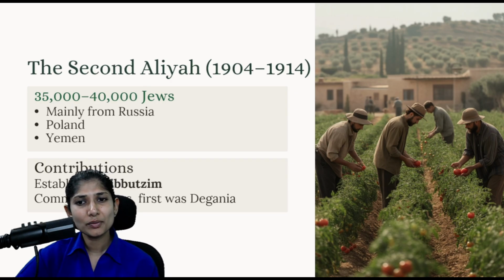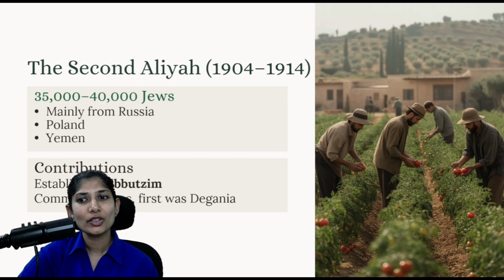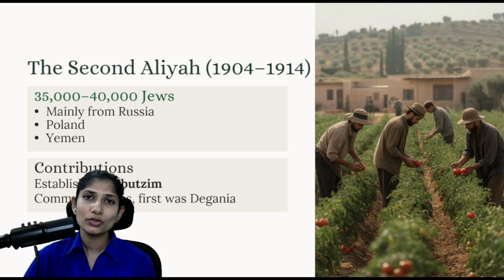Understanding? Then comes the second phase, something that leads up to the First World War. Not yet the First World War, but leading to it, the period from 1904 to 1914. This is where the second aliyah happens. Again here, around 35,000 to 40,000 Jews immigrate to Palestine. Where are they coming from? Again the same Eastern Europe regions, and also Poland and Yemen. At this point of time, they started creating something like community farms.